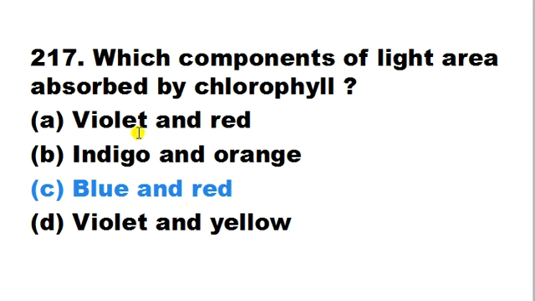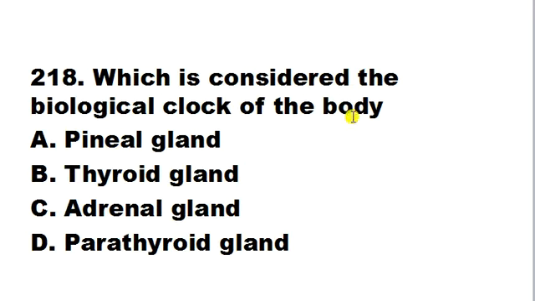Which is considered the biological clock of the body? A. Pineal gland, B. Thyroid gland, C. Adrenal gland, D. Parathyroid gland. So here the correct answer is A. The pineal gland is considered the biological clock of the body.